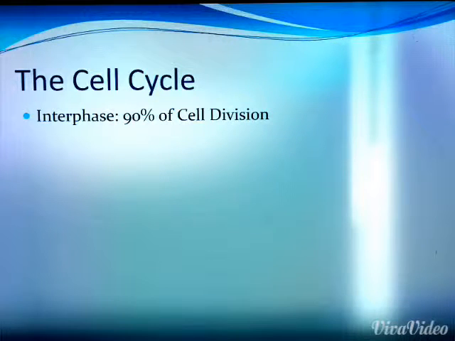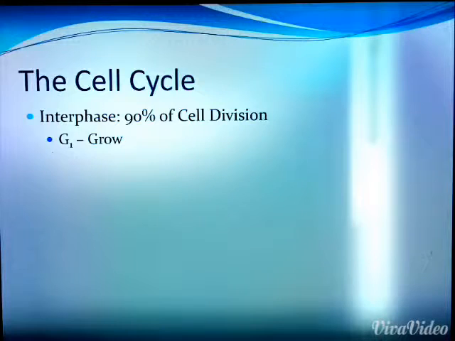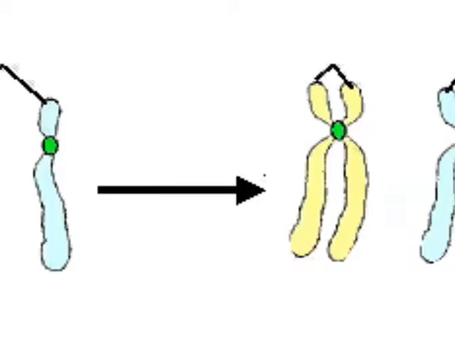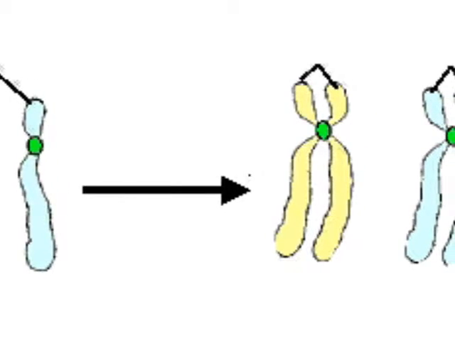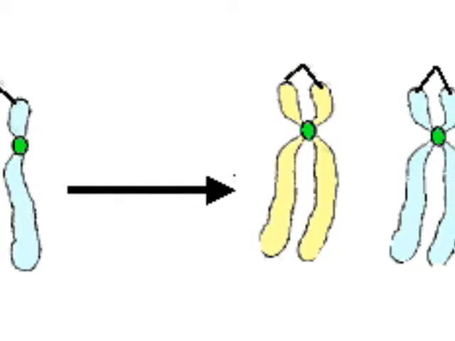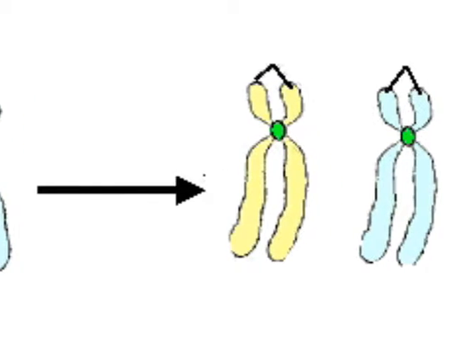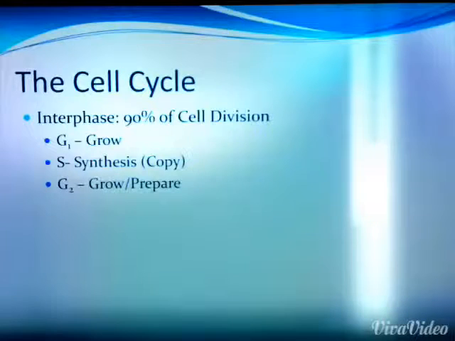First is G1, or grow 1. This is when the cell grows and expands by producing proteins and replicating organelles to prepare for cell division. Next is S, or synthesis. This is when the chromosomes in the nucleus are copied into two sister chromatids. The sister chromatids are connected by centromeres, which is shown by the green dot. Remember, the cell is still growing throughout this process.